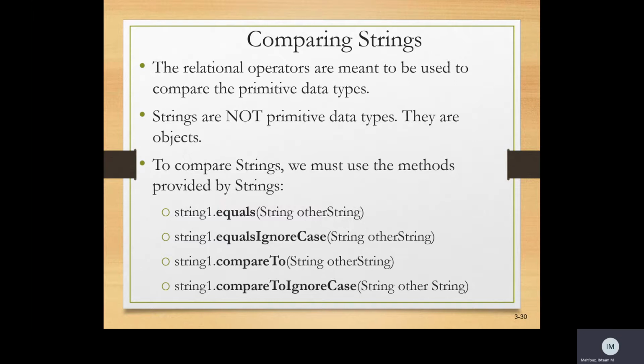So there are four methods that we are going to talk about today: equals, equalsIgnoreCase, compareTo, and compareToIgnoreCase. Equals and equalsIgnoreCase, those first two, basically what they do is you call them on a string object, and then you give them another string. And it checks if that string is the same as the other string that you gave it.